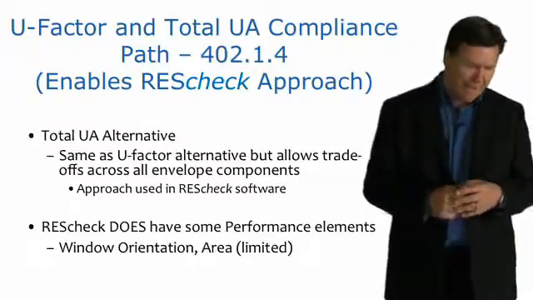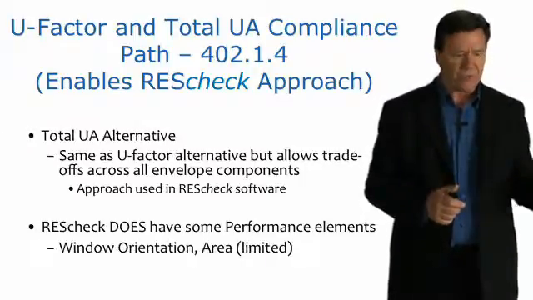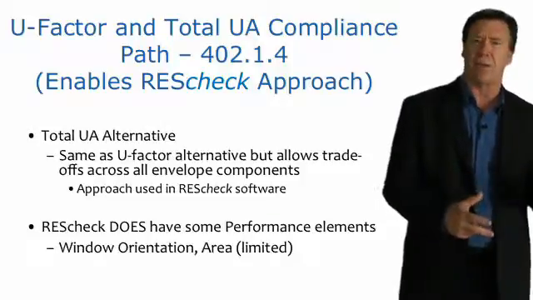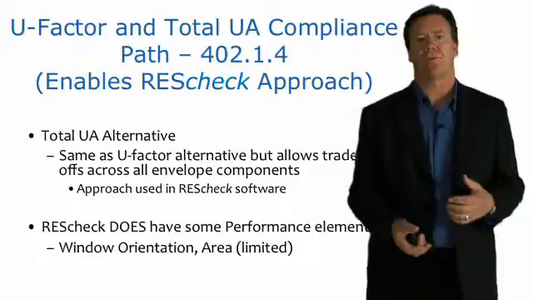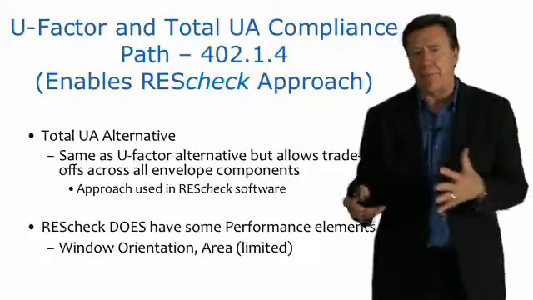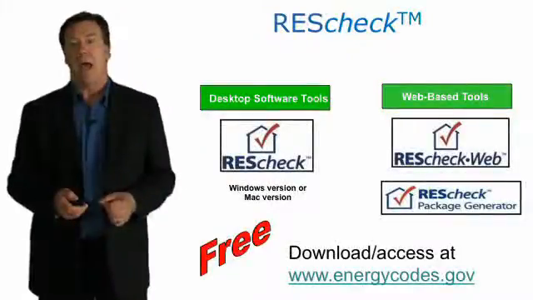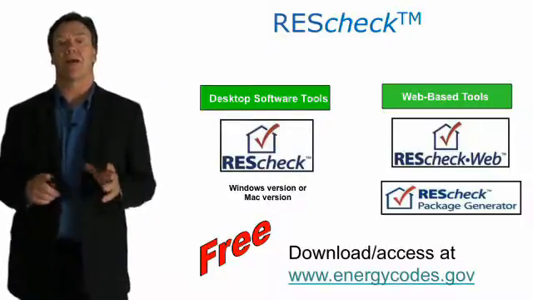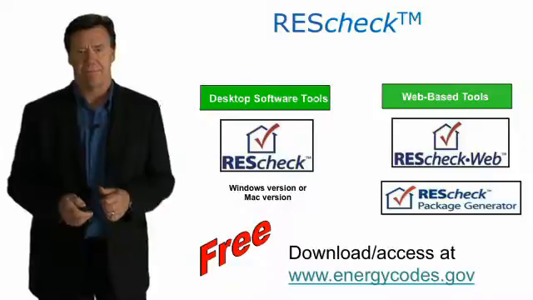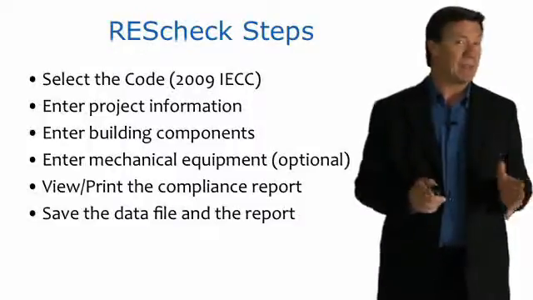So in other words, if we have, let's say, a wall system that maybe isn't conducive to being prescriptive, we can use the UA compliance approach to make some basic trade-offs. REScheck is available for free. You can download it at www.energycodes.gov. Now, there are some basic steps to REScheck.